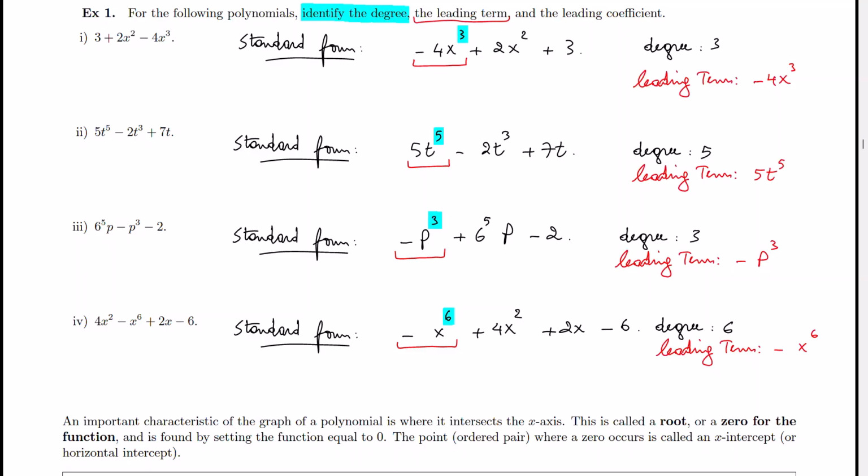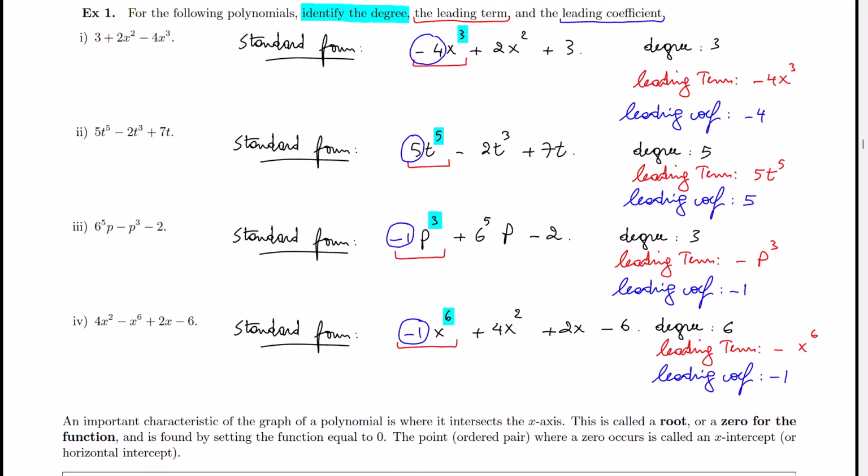Finally, we want to decide what the leading coefficient is, and the leading coefficient is the number inside of your leading term. So in this first case, it's going to be negative 4. The next one will be 5. The next one has a negative p to the power of 3 in the leading term. So therefore, the leading coefficient will be the negative invisible 1. And finally, the same thing applies on the last problem. There's an invisible negative 1 next to the x to the power of 6. Those are the leading coefficients.